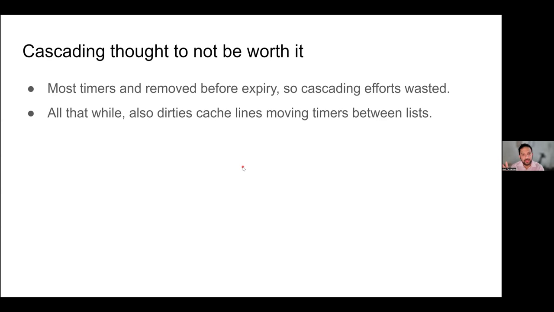So if you did all that cascading from higher levels to lower levels, and finally the timer is removed, then the question is, why did you do all that cascading? You never expired the timer. Why did you move it from one wheel to another? And that turned out to be also expensive because it dirties cache lines when you move a timer from one level to another. You have to access the cache line that contains that timer structure and so forth.